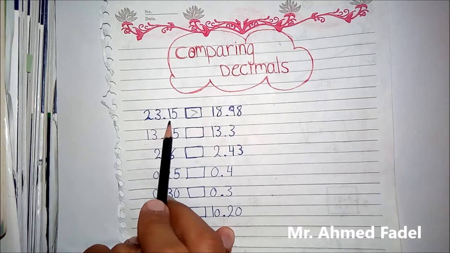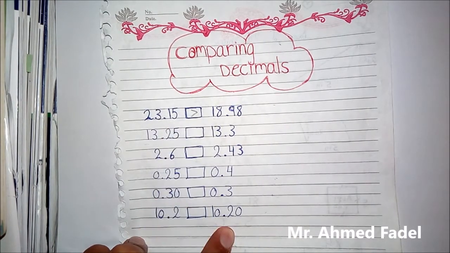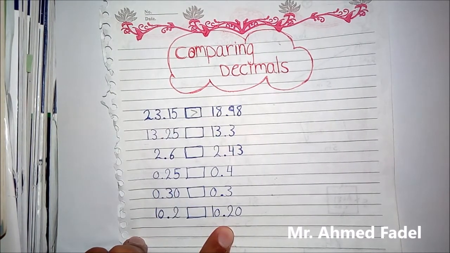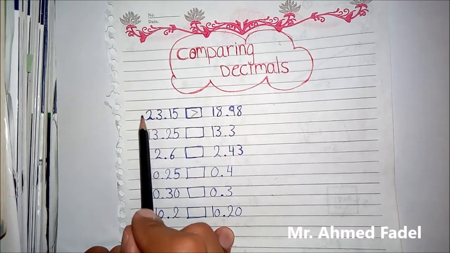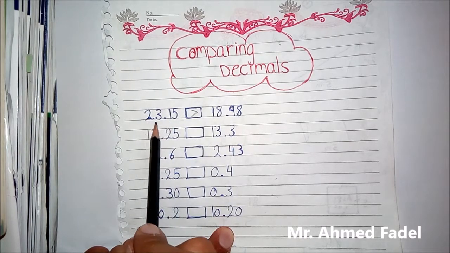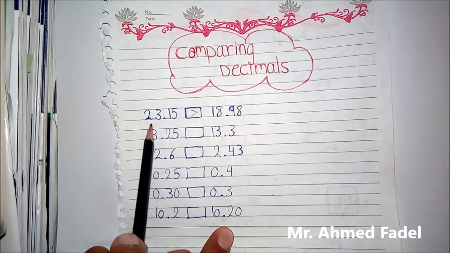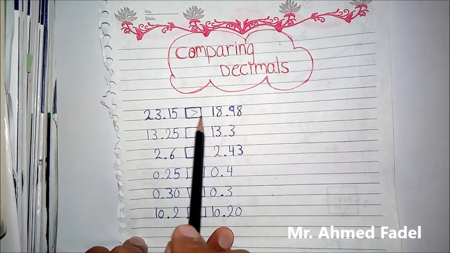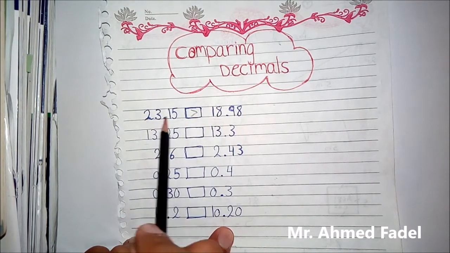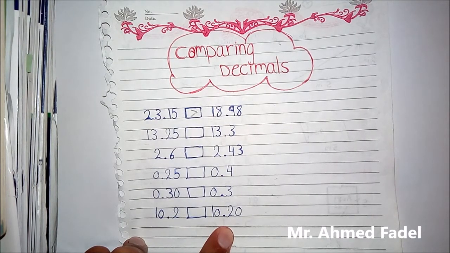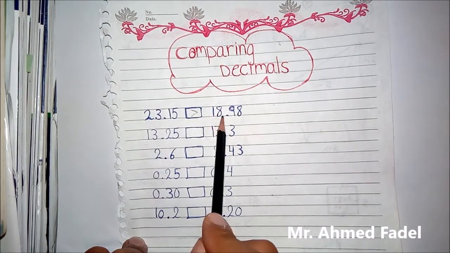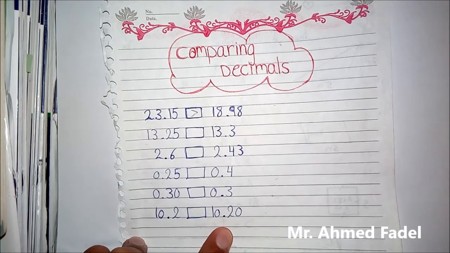You don't need to worry about what comes after this. You don't even need to look at the digits after the decimal point. Why? Because the first step is to compare the whole number, the digits that are before the decimal point. Here I have 23, here I have 18. I compare them. If both of them are equal, it's a different story, which is not the case here. But both of them are different. I check which one is greater, and that's it. This answers my question.